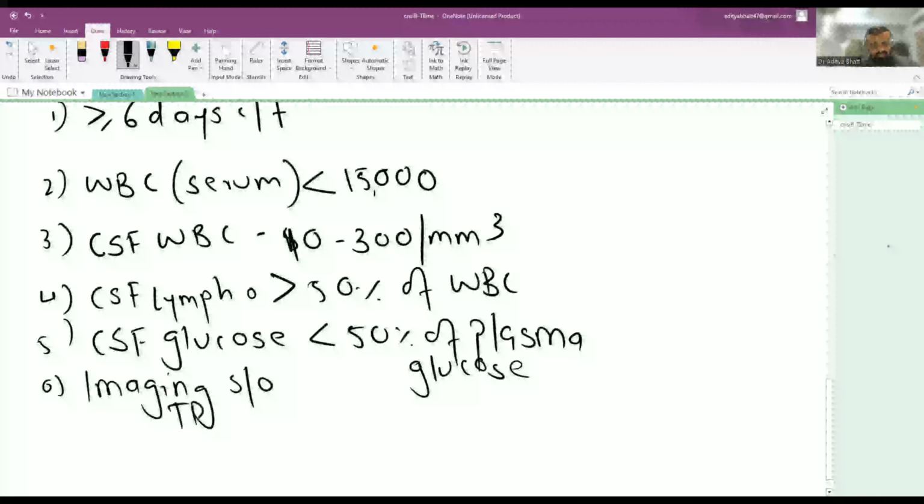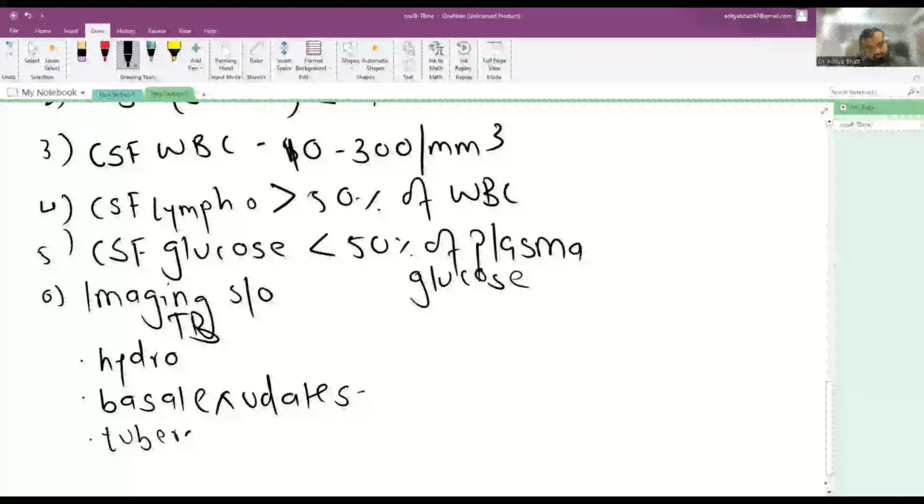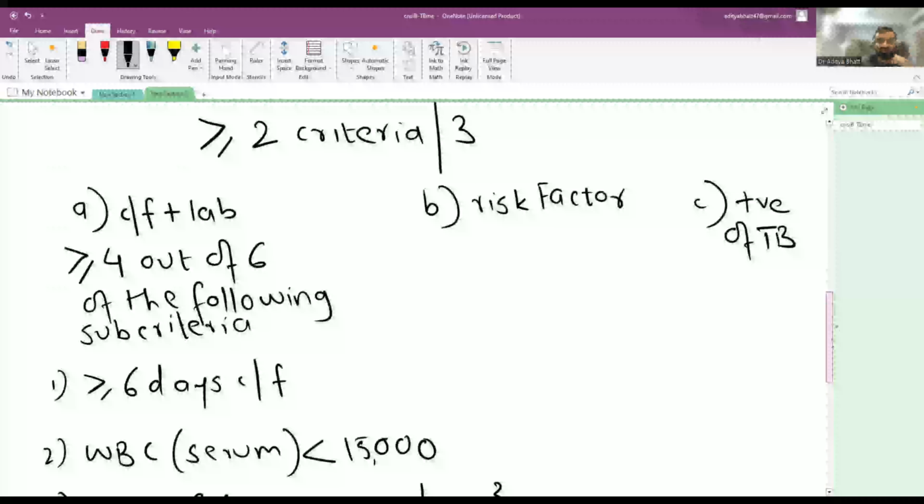Now, what are the imaging findings suggestive of TB? Hydrocephalus, basal exudates, tuberculomas, and gliosis and infarcts in the brain. So out of them, if any 4 sub-criteria are positive, then you can say criterion A is positive.